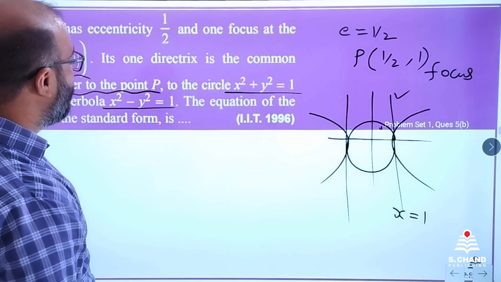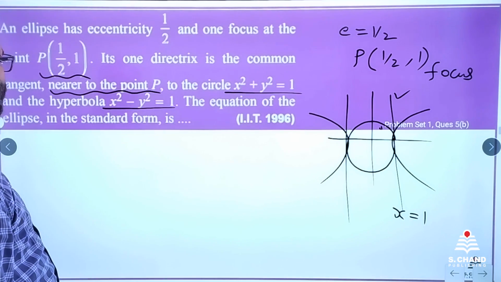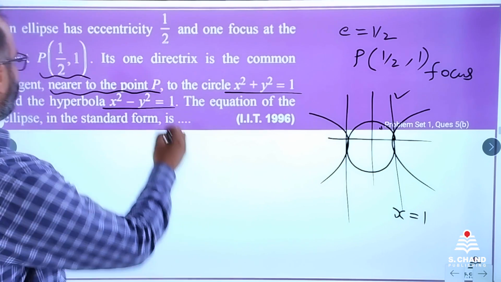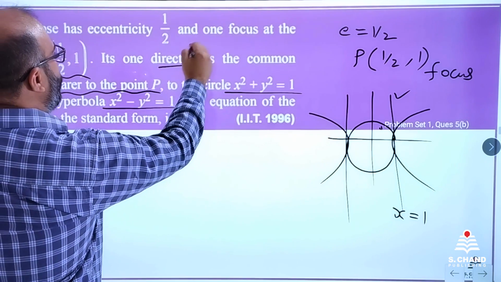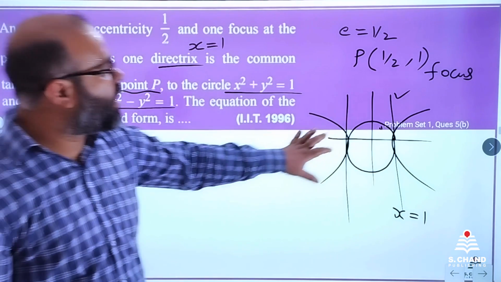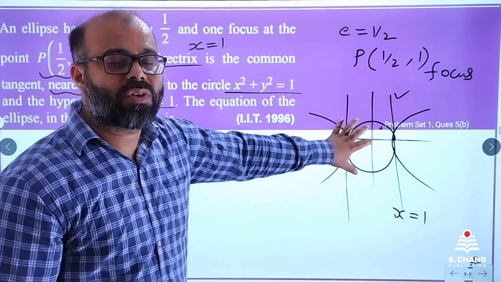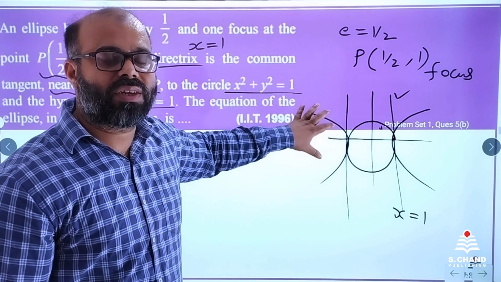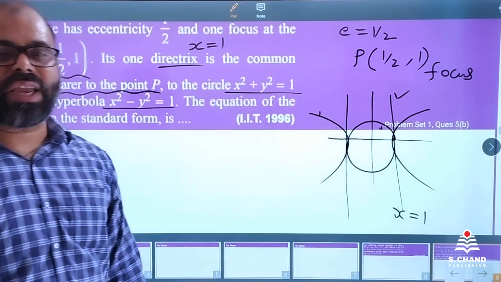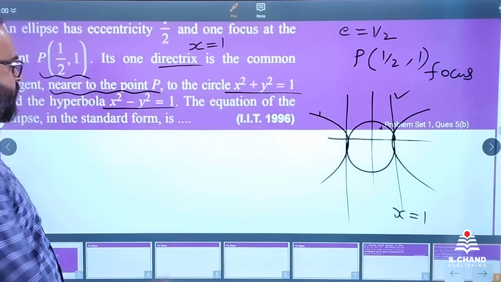Now it is saying the equation of the ellipse in the standard form is. So now let us talk about the equation of the ellipse. So this is the directrix. Directrix is x is equal to 1. Right students, I hope you have understood this diagram. This is the circle x square plus y square equal to 1 and this is the hyperbola x square minus y square equal to 1. These are the two common tangents and this is the tangent which is acting as the directrix of the ellipse.